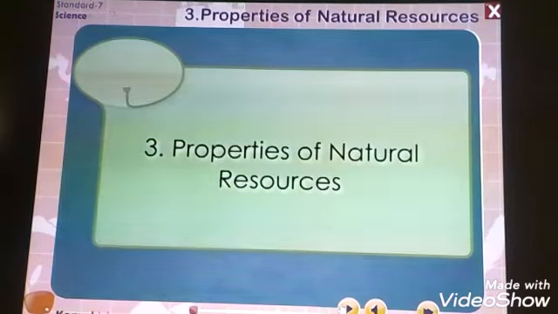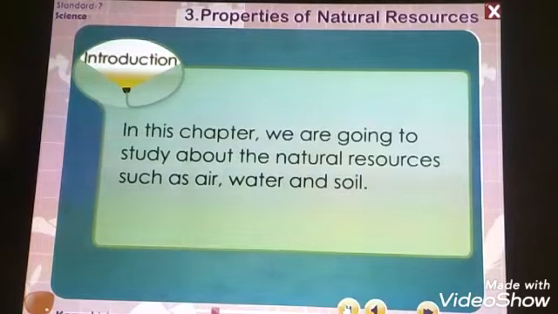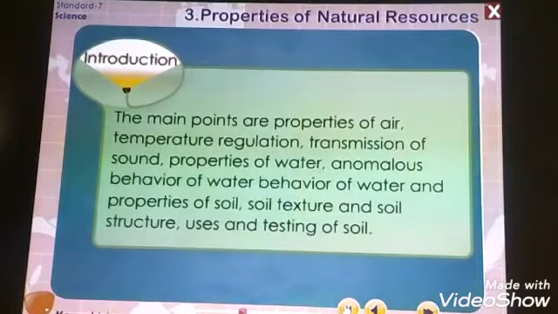Today we are going to study the 7th standard science, 3rd chapter, properties of natural resources. Introduction. In this chapter we are going to study about the natural resources such as air, water and soil.